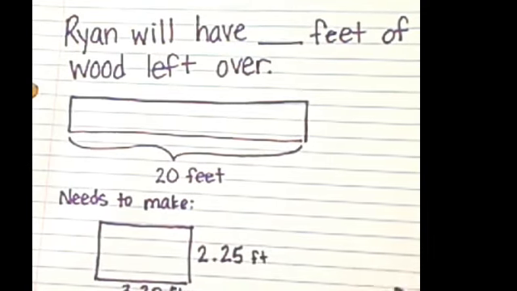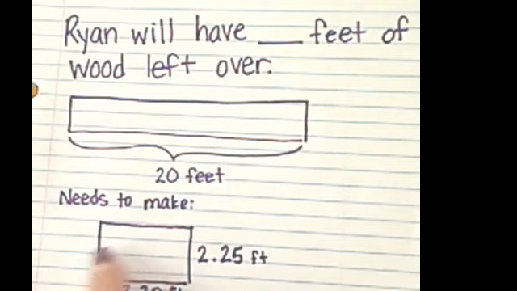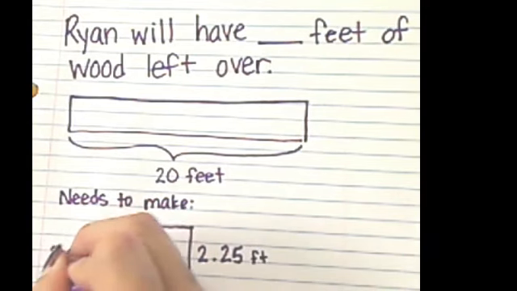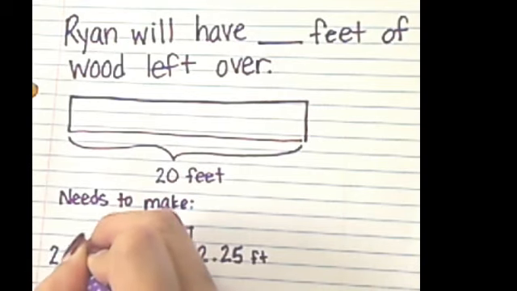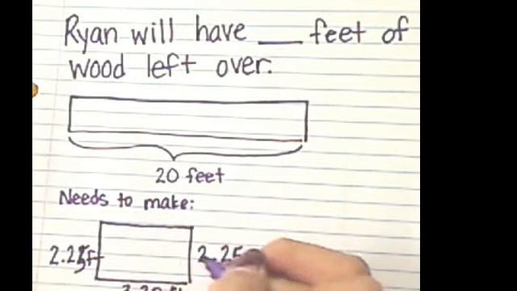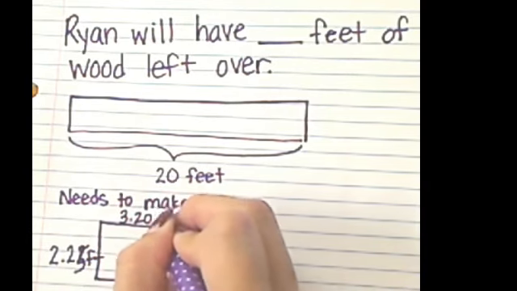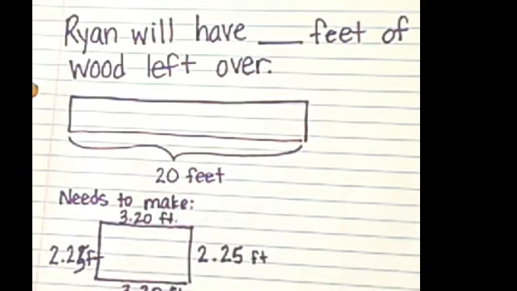And you know on a rectangle, if this side is 2 and 25 hundredths, how much is this side? On a rectangle, opposite sides are the same. So this side is also 2 and 25 hundredths feet. This side on top is also 3 and 20 hundredths feet. Okay?